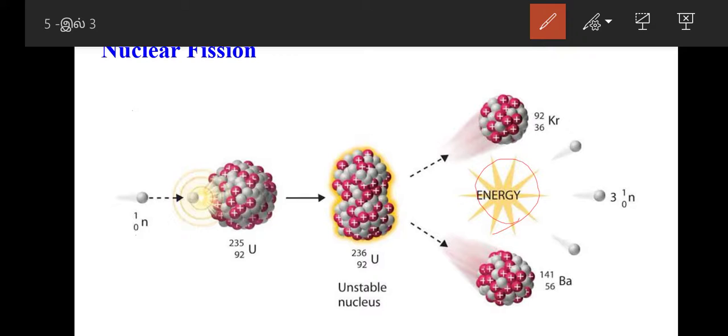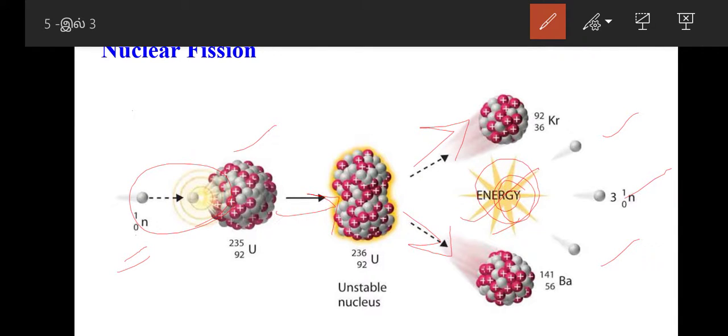Now, what exactly happens during nuclear fission? Basically, nuclear fission is the process of splitting of uranium 235 atoms. Here, a uranium 235 atom is bombarded with a neutron. When this happens, uranium 235 splits. During this process, again a neutron is released and also a lot of heat energy is generated.